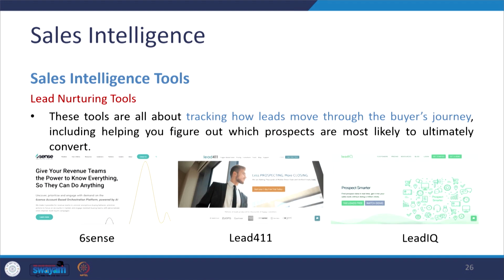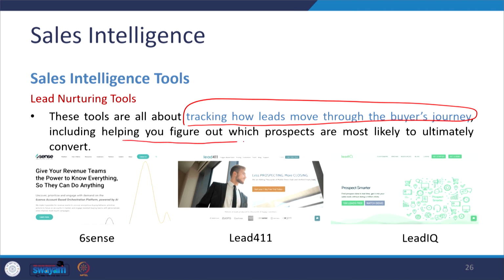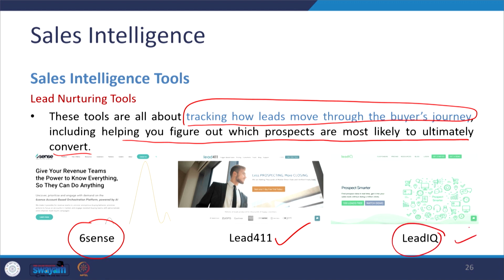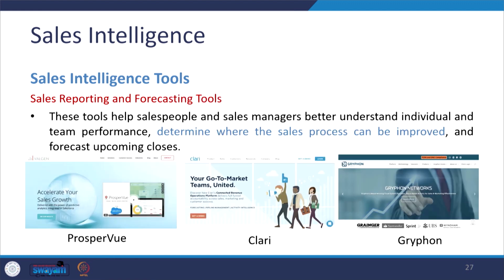Then coming to the lead nurturing tools. These tools are all about tracking how leads move through the buyer's journey. This is about how your lead is moving stepwise, right, in the sales process, including helping you figure out which prospects are most likely or unlikely to convert. So we have softwares on the market like 6sense, we have Lead 44411 and LeadIQ as well. So these are all proprietary softwares.